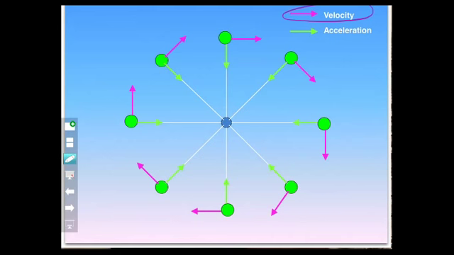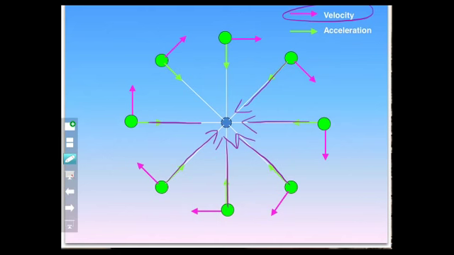The green arrow is pointing towards the direction of the acceleration. Notice that the acceleration always points towards the center of the path being described. It's always moving towards the center of the circle. And the velocity is always tangent to that circle. So there's always a 90-degree angle between the velocity vector and the acceleration vector when we're talking about circular motion.